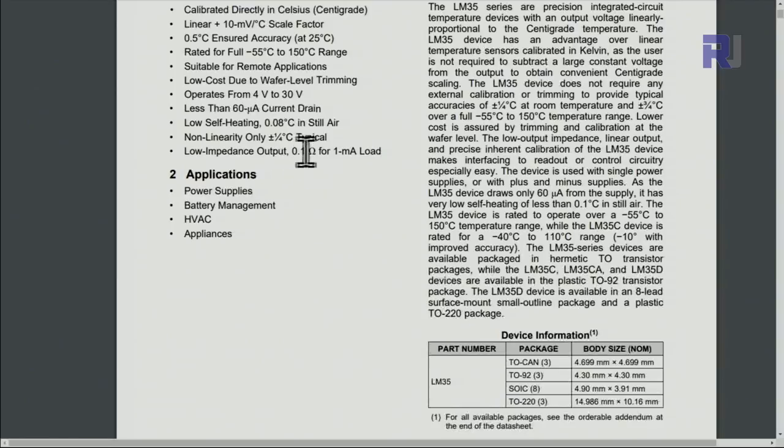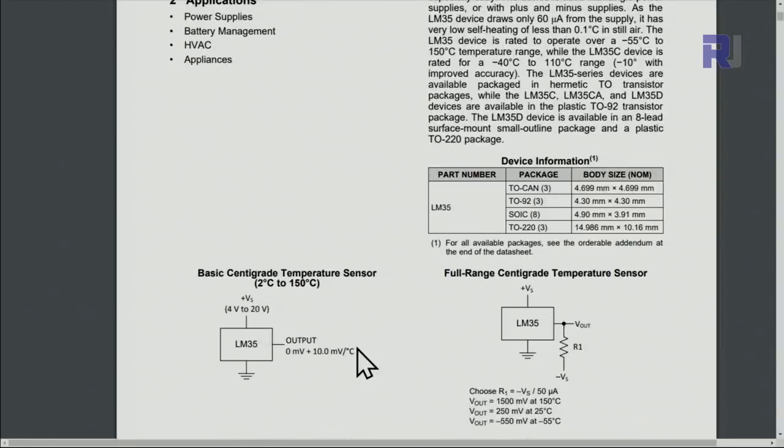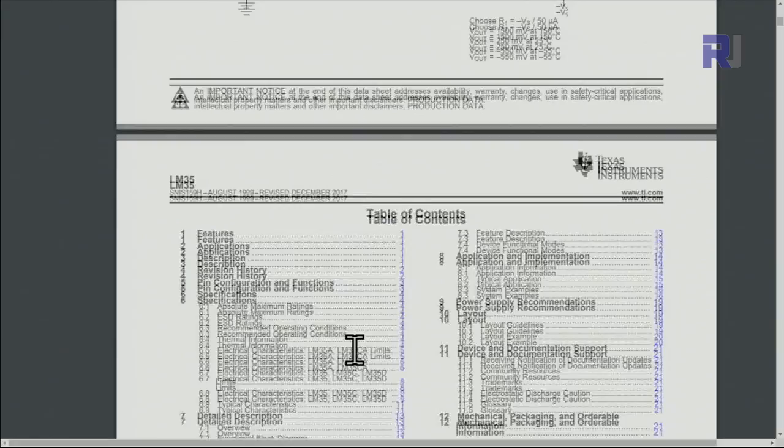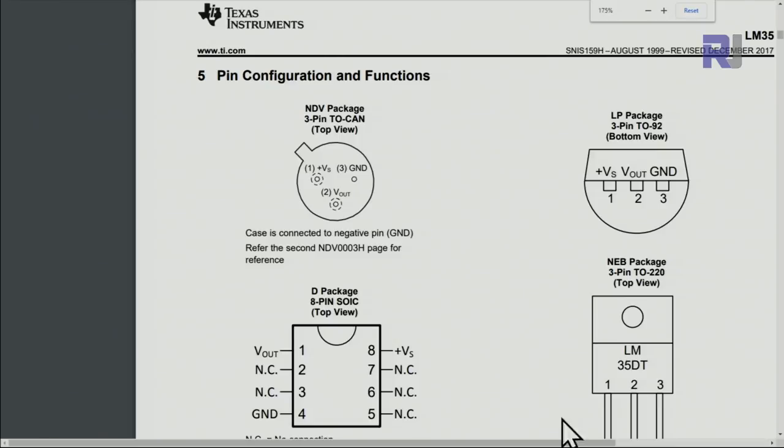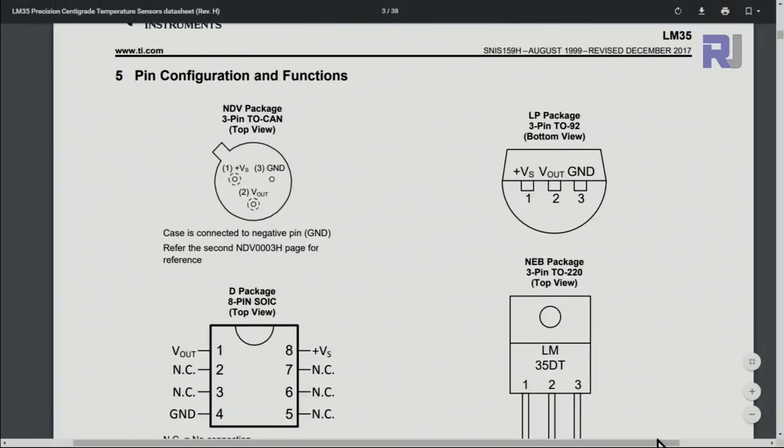And output impedance is 0.1 ohm for 1 milliampere load, which means it can drive that type of load, but for Arduino we are not worried about it. This module is offered in different packages. The one that we are using is TO92, but it is also offered in the V package. And here are the pins for TO92. The left pin is the voltage source, the middle is the output, and the right pin is the ground.